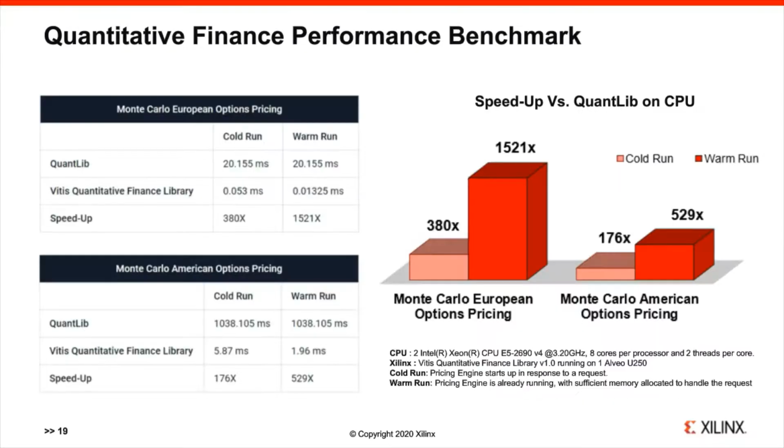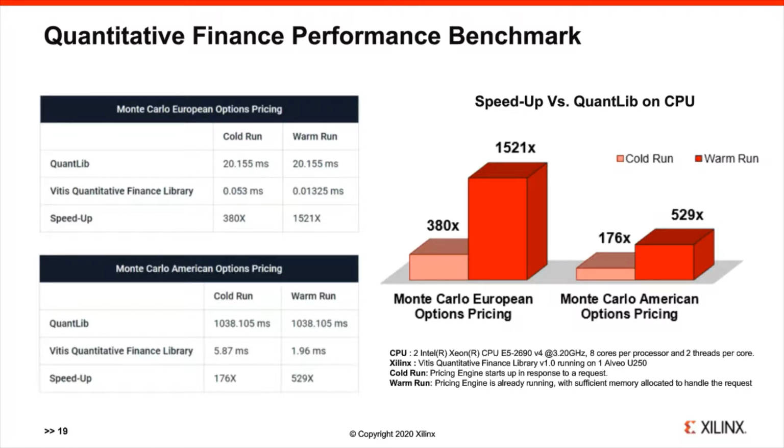What you see here is a performance benchmark that we published for the Monte Carlo-based American and European pricing options. The FPGA accelerated pricing engines are running on the Alveo U250 accelerator card, and their performance is being measured against the equivalent QuantLib library calls that were run on a multi-core CPU. Now, QuantLib is essentially an open source C++ library for quantitative finance.